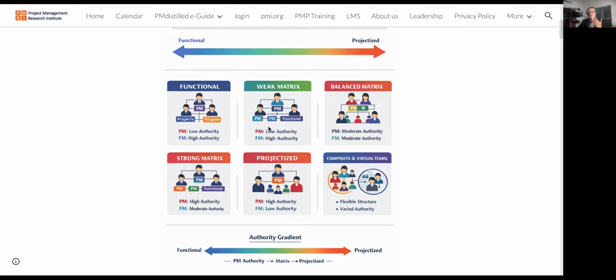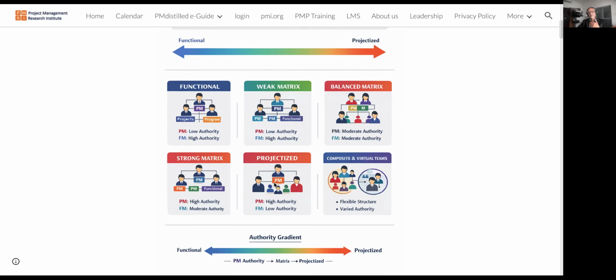And within a matrix organization itself, we have three types: a weak matrix, balanced matrix, and strong matrix. When we say weak matrix, the project manager has lesser authority than the functional manager. And when we say balanced matrix, both the project manager and the functional manager share the same kind of authority levels. And in a strong matrix, the project manager has more authority than the functional manager.